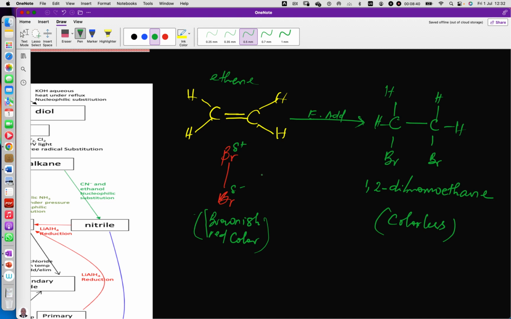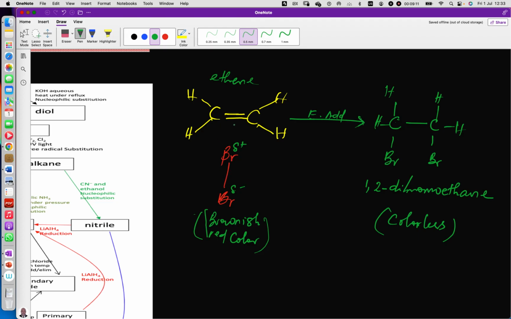And when this reacts, what will happen? Both bromine atoms are added to the 1 and 2 positions of the ethane, and this double bond is broken, and only a single bond is formed. This is from ethene to ethane, and it results in 1,2-dibromoethane. Initially, it was the brownish red color of bromine water. Now it is not.